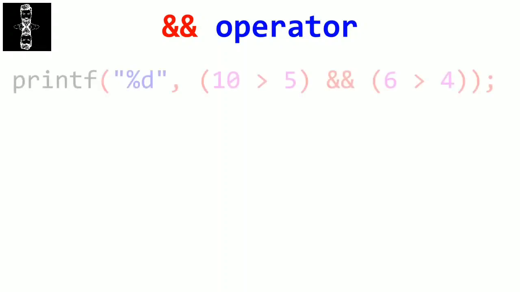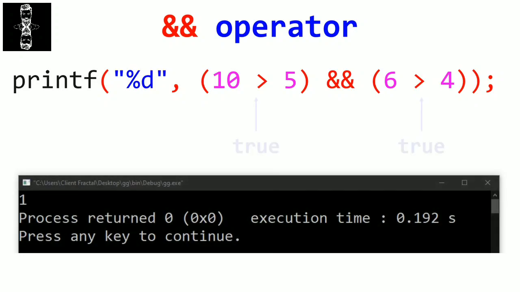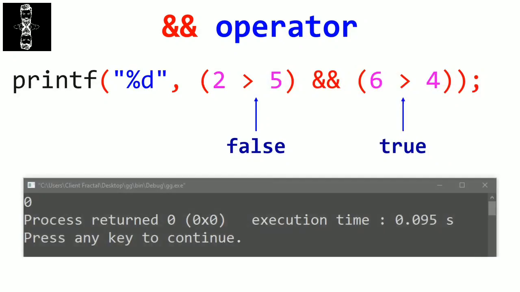Let's see an example. Let's print the result of this logical operation. 10 is greater than 5 and 6 is greater than 4. We get true because both statements are true. But if at least one of them was false like here, we would get false.